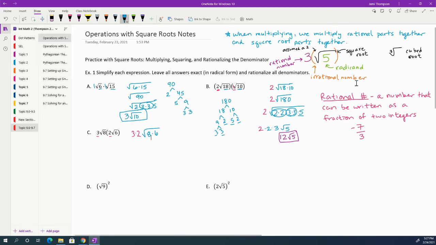In my first problem in A, I use this little dot to signify multiplication. Here I used 2 sets of parentheses. Here I used 1 set of parentheses, but it has the same effect. So just showing different ways that you could see these problems look. 3 times 2 gives me 6. Inside my radical, I have 48.